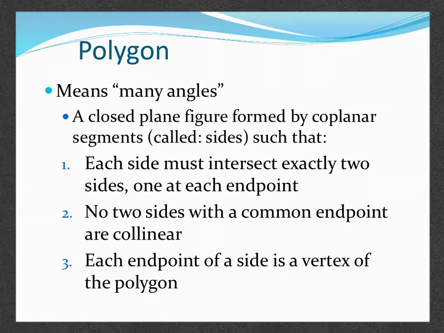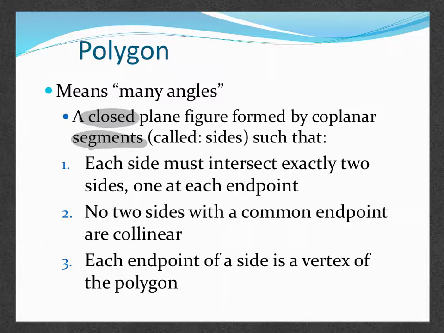A polygon by definition means many angles. It is defined as a closed plane figure formed by coplanar segments. So it has to be closed. It can't be open. That's one thing. And its sides are segments. So they are straight segments. They can't be curved.